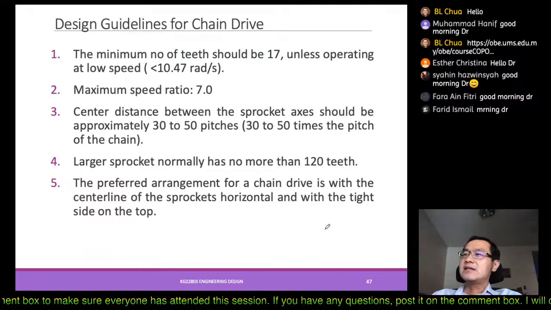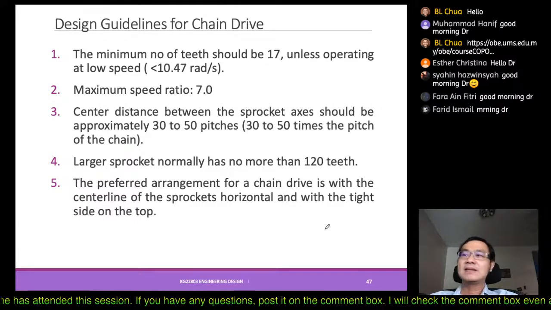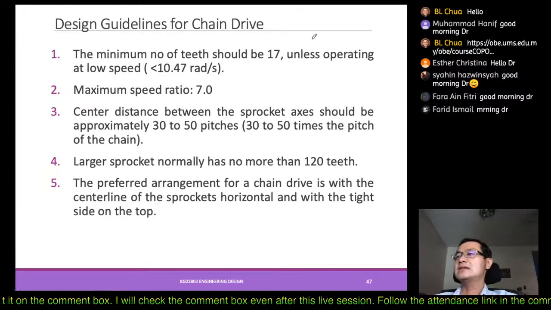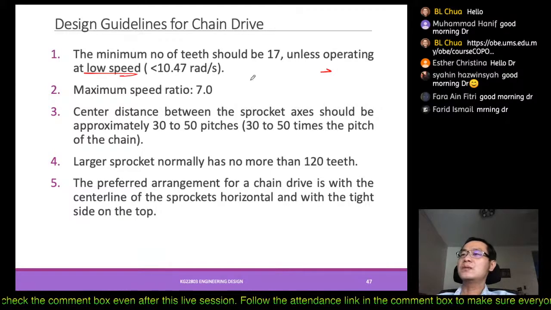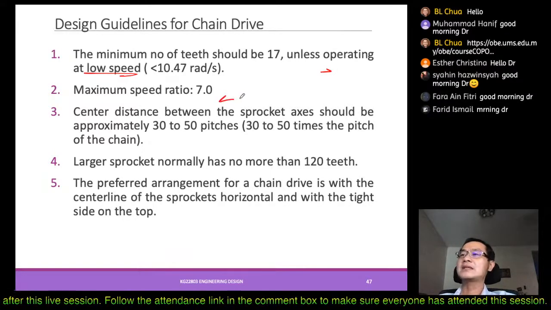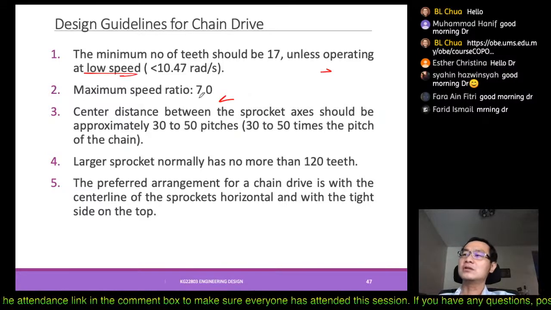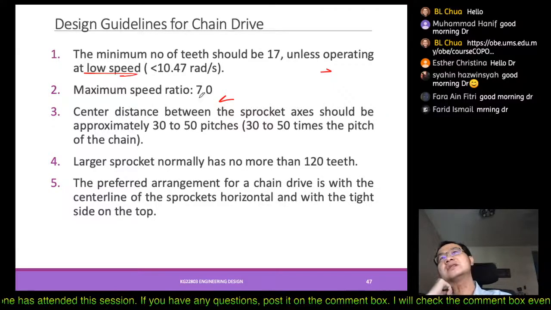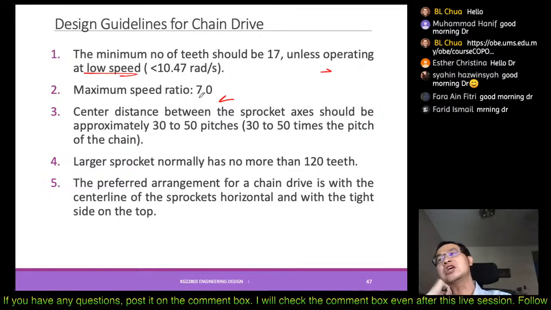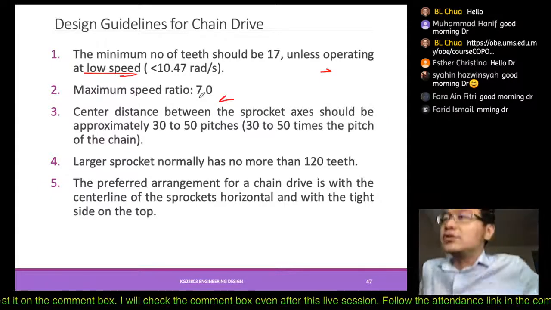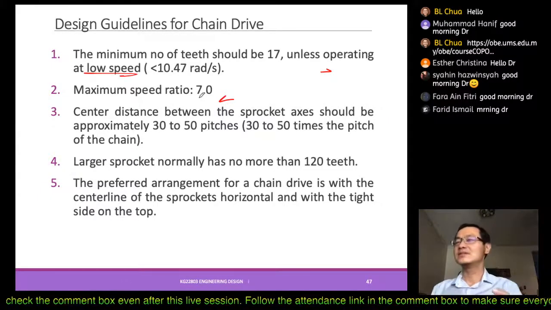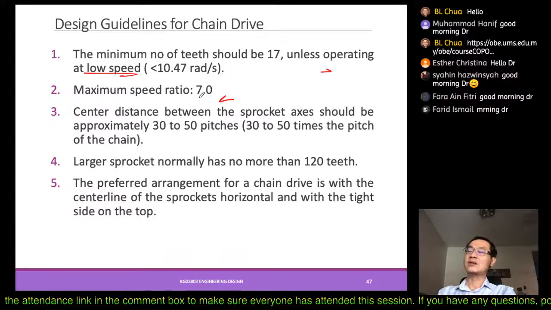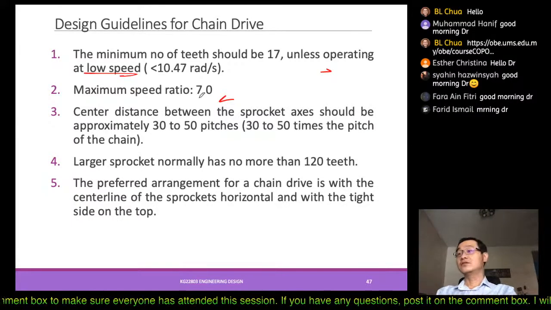For the design guide, generally again, the number of teeth is 17, unless it is at a very low speed, then you can choose a smaller one. Then also maximum speed ratio, try not to be over 7. If it is smaller than 7, then we can consider using a compound type of chain drive. You just compound them into several 7 speed ratios. You multiply both, then it becomes very high. 7 multiplied by 7 becomes 49.